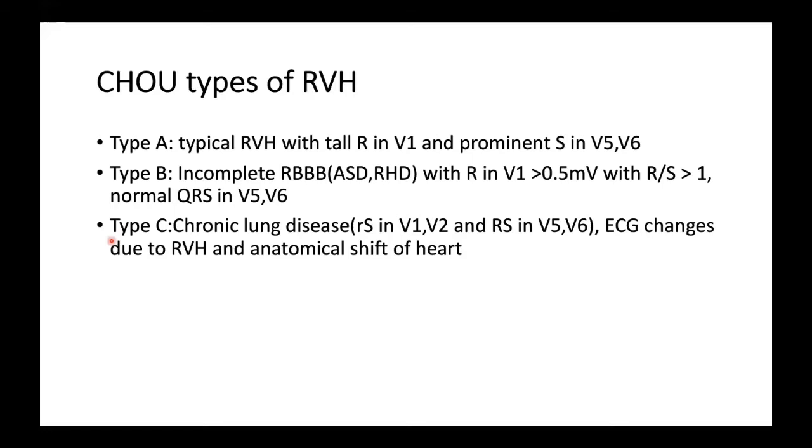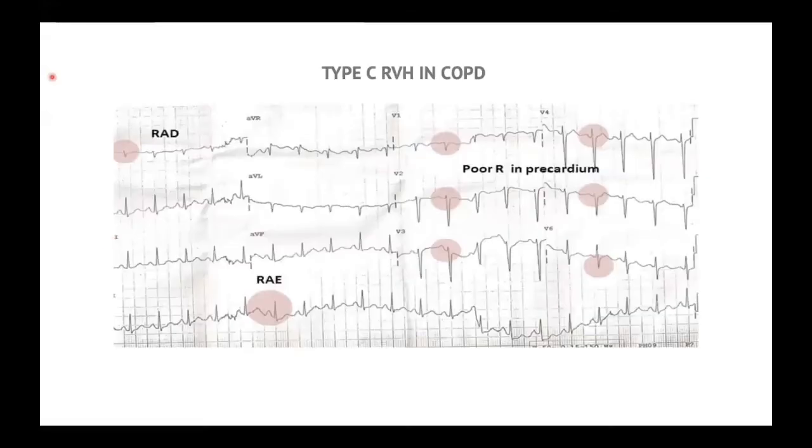And type C you see in chronic lung disease like COPD, where, due to the anatomical shift, you get features of RVH. So you will have a small R and deep S in V1, V2 and an RS pattern in V5, V6. So this is a typical case of a patient with COPD. You can see there is a small R and deep S in V1. There is a poor progression of the R wave. But the important thing is the lead 1 sign. The lead 1 sign is very specific for patients with emphysema, where there is a very small R, almost 1 mm or less, in limb lead 1 in patients with COPD.